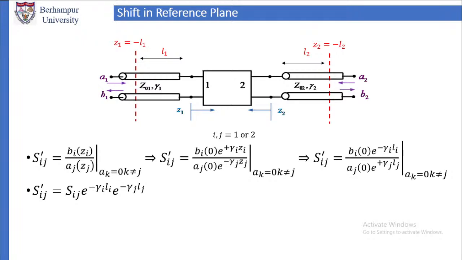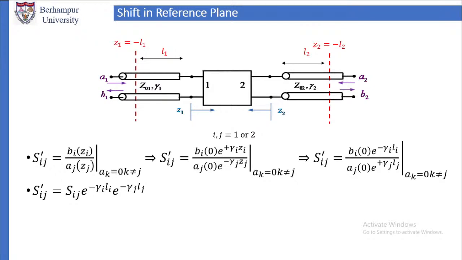So when they are shifted, let us say that the elements of the S matrix have changed. If they have changed, then the changed element is S dash ij. The original element is Sij at the reference point Z2 equal to 0 or Z1 equal to 0. Now it has changed, because we have changed the reference point. So that gives you Sij dash. How do you define that?